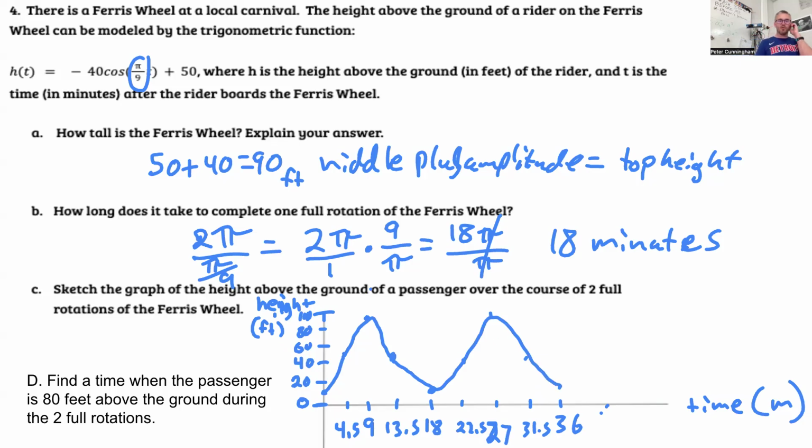All right. And then when I want to know when the passenger is 80 feet above the ground in 2 full rotations, okay, well, if we get another color for this. If I go to 80 feet, let's be exact with our points here, right? So I'm between 4.5 and 9. I'm closer to 9. I'm not quite at 8. I'm going to say approximately 7 minutes. Keep going. And I've got that at about 12-ish.